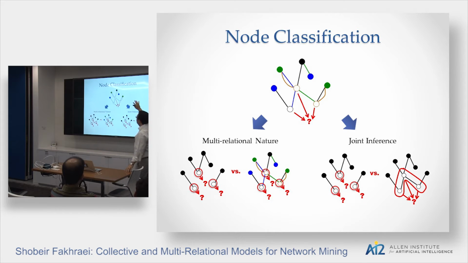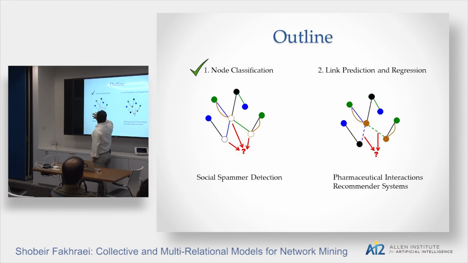Okay, so moving on. On node classification, we showed some examples of using traditional machine learning methods that multi-relationality helps. The second thing, we showed that joint inference helps on a single relationship. So this was the node classification for social spam detection. We're going to move on to link prediction and regression.